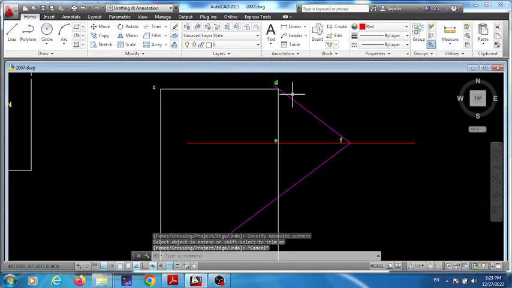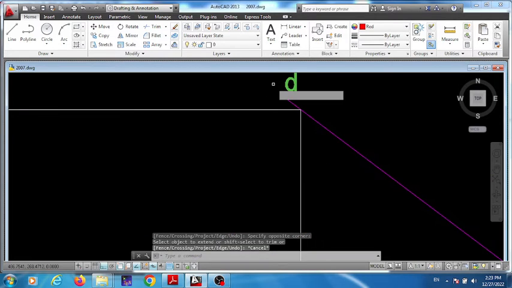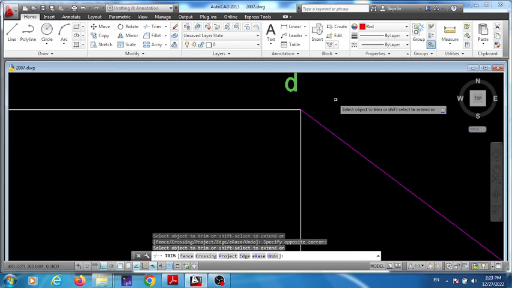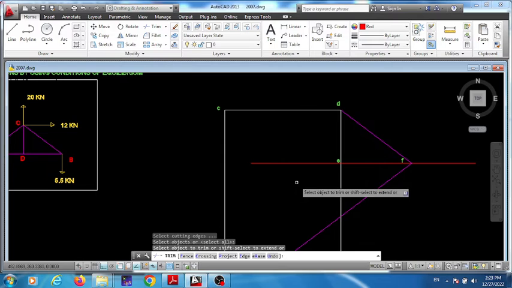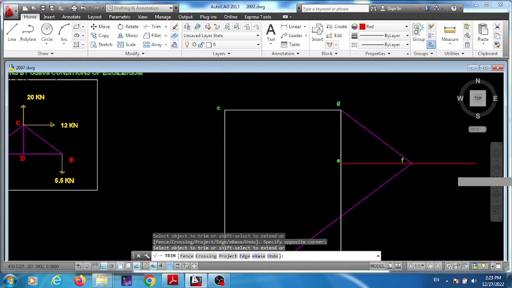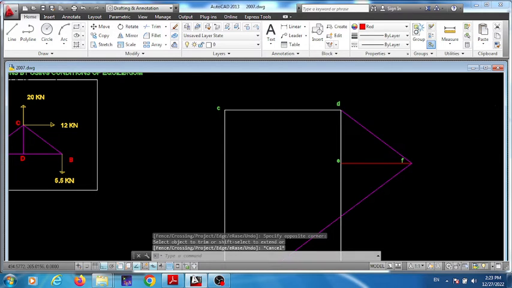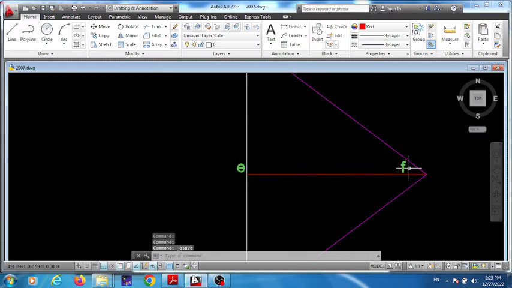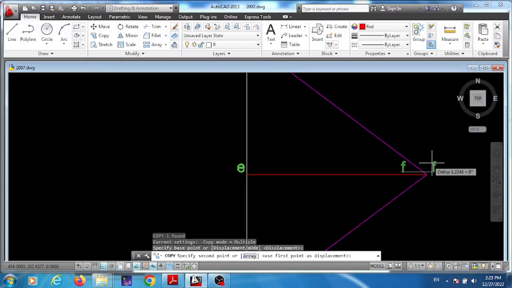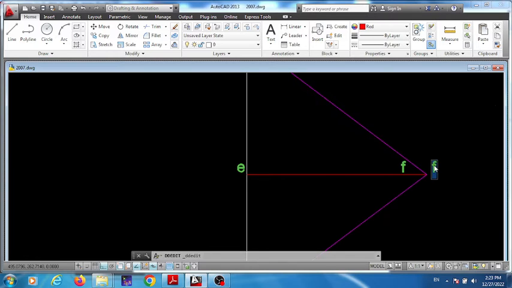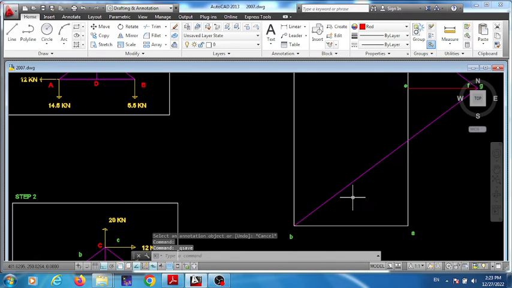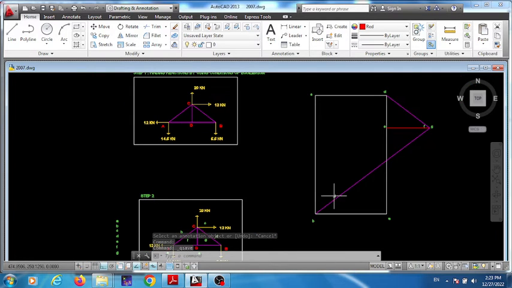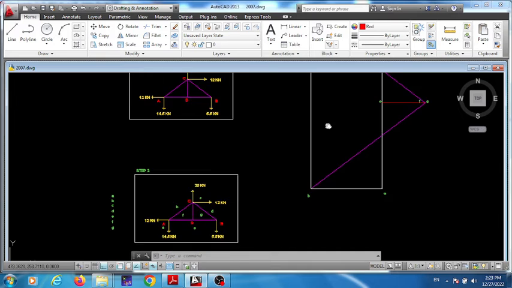Right, I will just trim out this portion. I will also trim this portion also. Now this is D and G. Here you can see both the points F and G are at the same place, so I can give the name G here. Now you have to find the member forces.